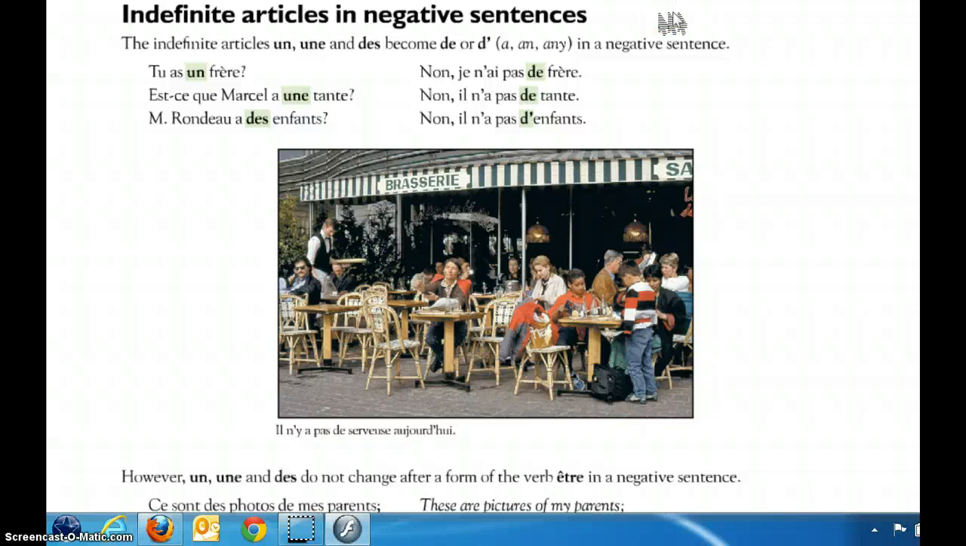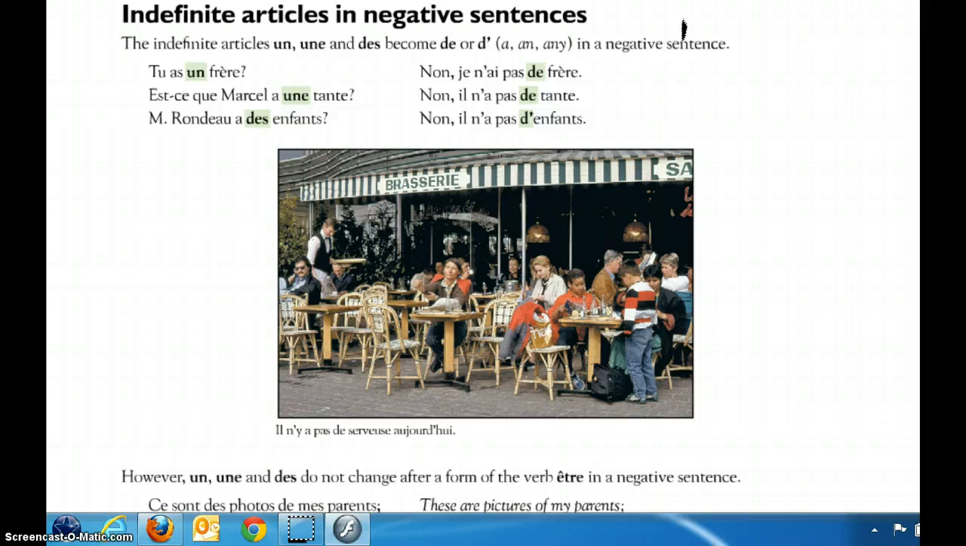Unit 6, Level 1, Poisson 93, page 193. Indefinite articles and negative sentences, oftentimes referred to by French teachers as the pas de rule.